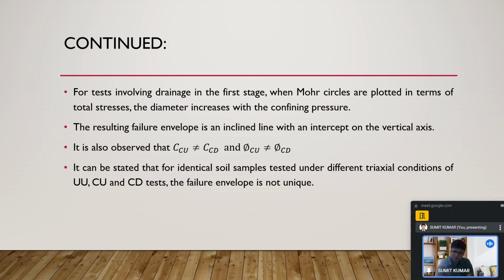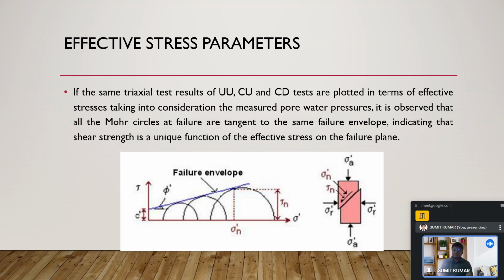Over there the values of cohesion and phi don't vary, because this takes place due to pore water pressure differences. It can be stated that for an identical soil sample tested under different triaxial conditions like UU, CU and CD tests, the failure envelope is not unique. But when we go for the effective stress analysis, the curve formed must be unique. Over here we come across the effective stress parameters.